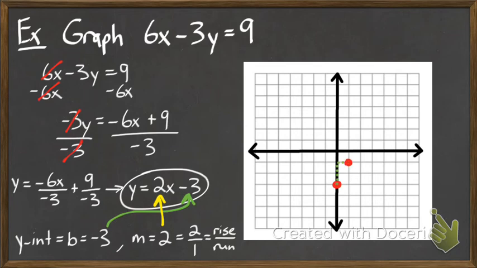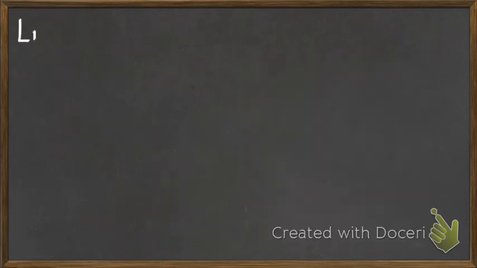So first, plot your point for your y-intercept at negative 3, and then you're going to go up 2 and to the right 1, plot your next point, and you could just continue this over and over and then graph your linear equation. Now, if you were to use the other method and find the x-intercept and y-intercept, you would also get the same result, just another way to show it.